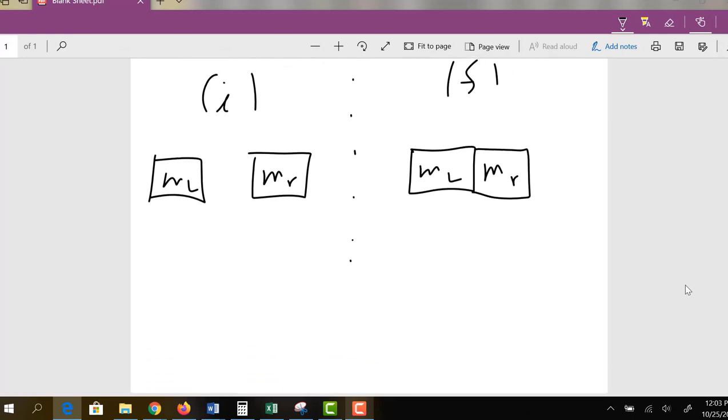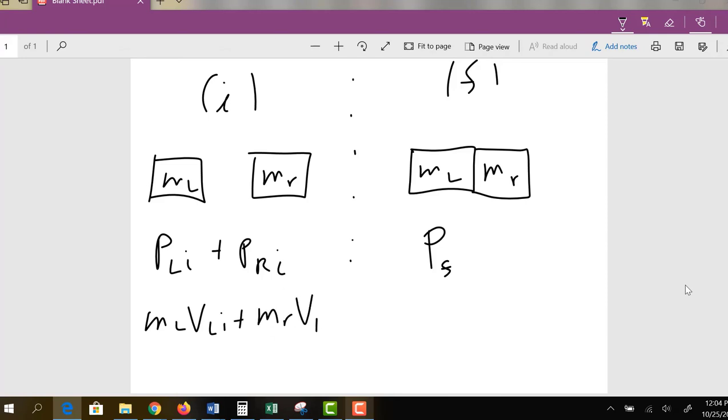So we can say momentum left initial plus momentum right initial is the initial momentum of the system. Afterwards, I'm just going to call this momentum final, and again, they're stuck together in that situation. Let me put a little more detail with this. This would be mass left times velocity left initial plus mass right times velocity right initial. This is the initial momentum of the system.